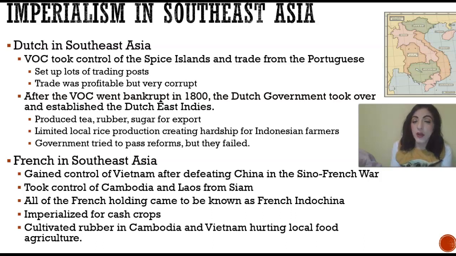The government will try and pass reforms to get this changed, but they will not be successful. They will fail. And it's going to mean economic and nutritional hardship for these people because they can't farm food for themselves.